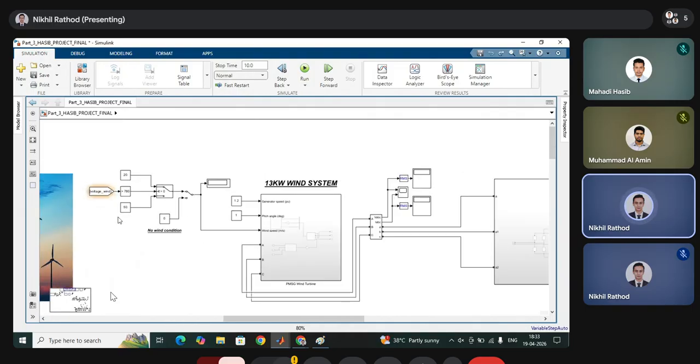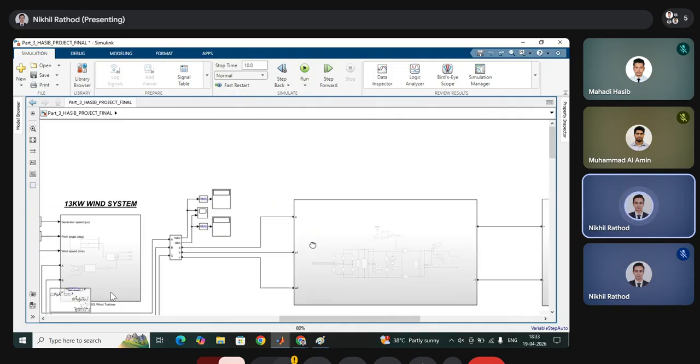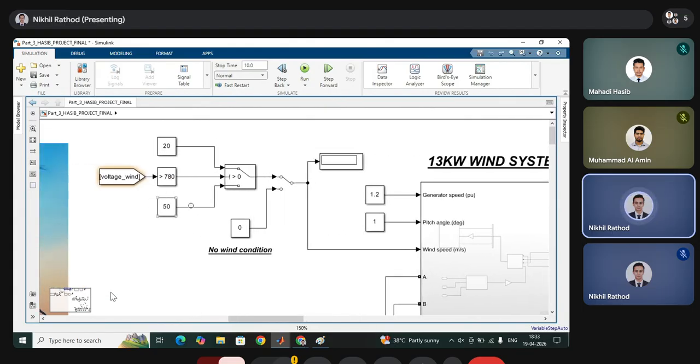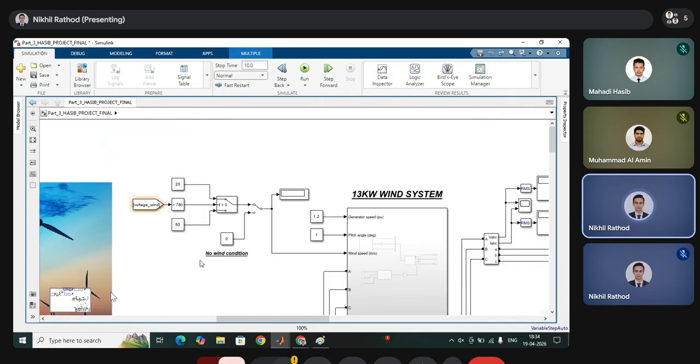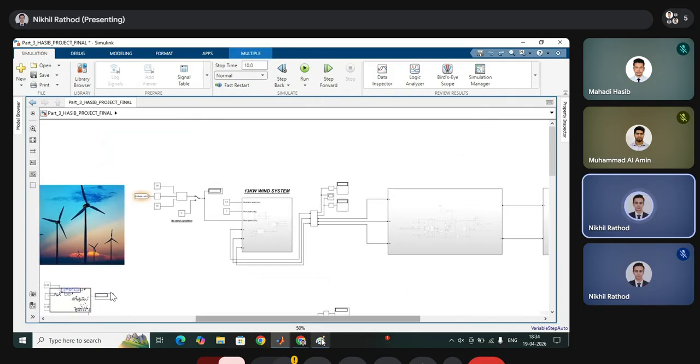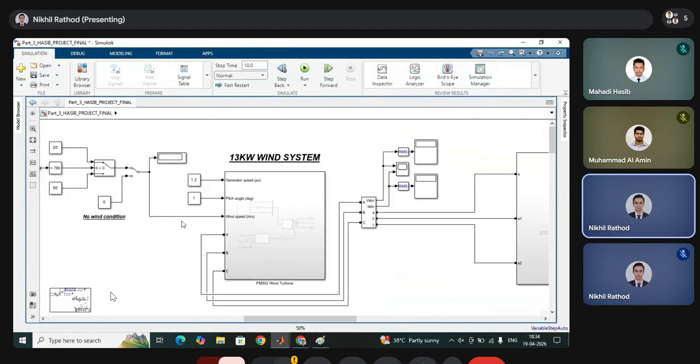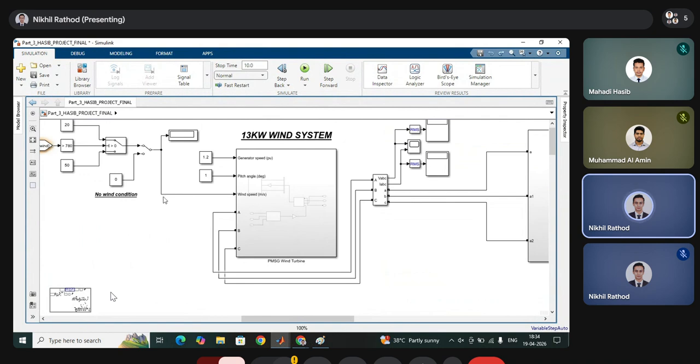So we have created a logic. We are measuring the output voltage directly from here, and if it is lower than our requirement, we feed a high input, 50 meters per second, as the wind speed. Once it reaches 780 or greater, we switch back to 20 meters per second, which is the normal speed. This is not used practically; we use this logic to speed up the simulation and reach the voltage level as quickly as possible. There is no such use in practice.